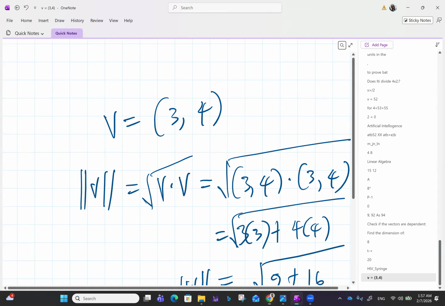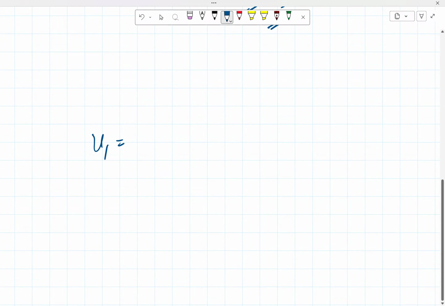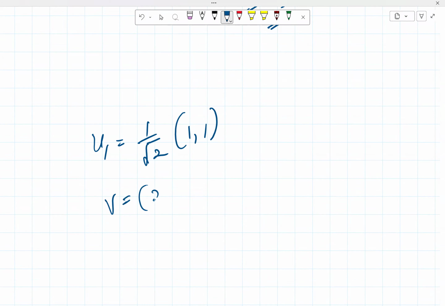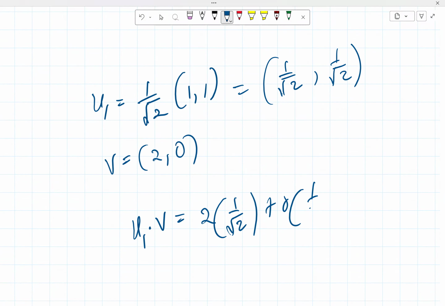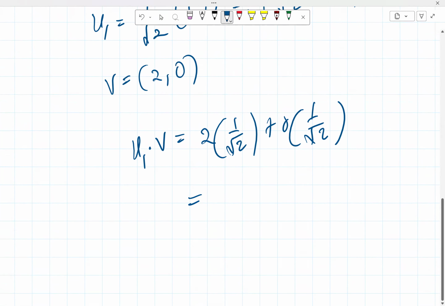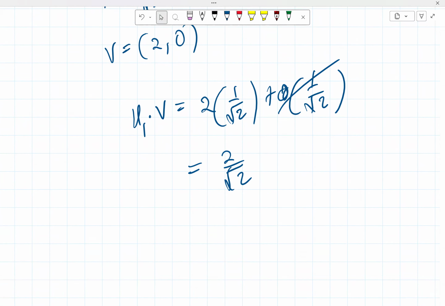So u1 is 1 over root 2 into 1 comma 1, right? And v is 2 comma 0. If we say u1 dot v, that is the same thing as 2 into 1 over root 2 plus 0 into 1 over root 2. Of course, this now becomes 2 over root 2, and the other term is 0. That goes, so we can just rationalize.